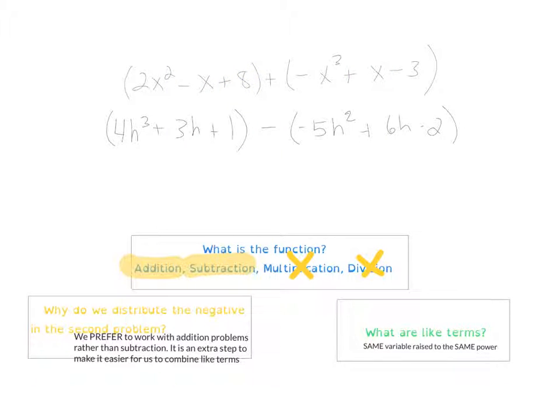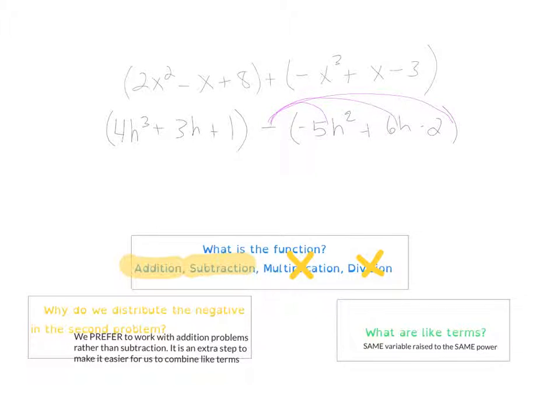So let's answer that second question now. Why do we distribute the negative in this second problem? In the second problem, I see a negative in between the two trinomials, and the only reason that I'm going to distribute a negative, and what I mean by distribute a negative, I'm going to multiply each term in this trinomial by a negative 1.